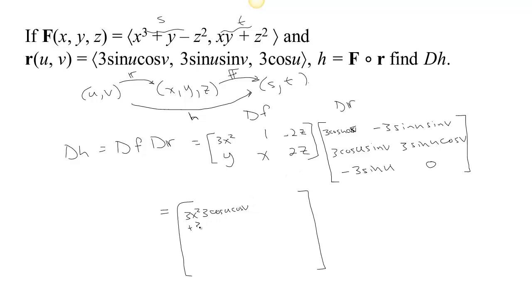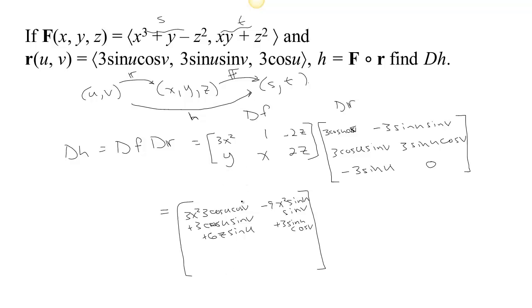plus 3 cosine u sine v, and plus 6z sine u. That's our first entry. Now our next entry over is going to be 3x squared times negative 3 sine u sine v, which is minus 9x squared sine u sine v, plus 1 times 3 sine u cosine v, so that would be plus 3 sine u cosine v. And so there are the two entries in my first row.